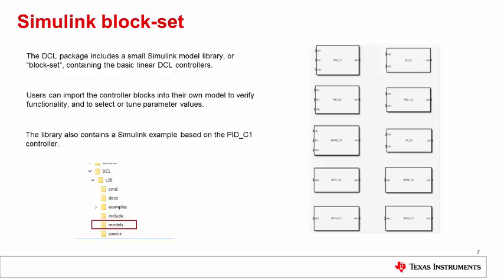The Models subdirectory contains a small set of Simulink blocks. Each block is functionally an accurate representation of one of the DCL controllers. Users who wish to simulate their systems using Simulink can add these blocks to their own models to verify operation of the control loop. Note that at the present time, the blocks are not configured for automatic code generation. The same subdirectory also contains a Simulink example based on the PID C1 controller.